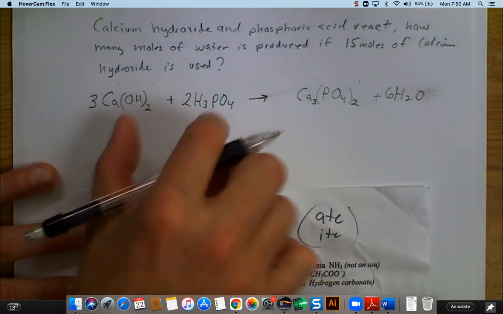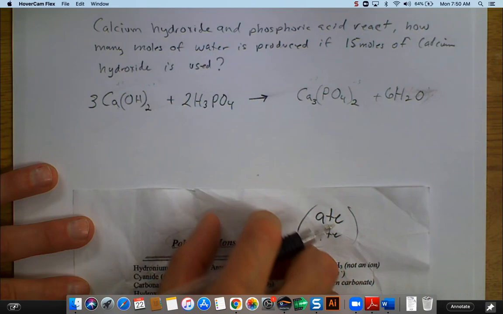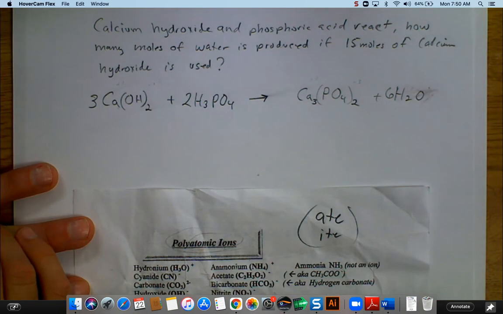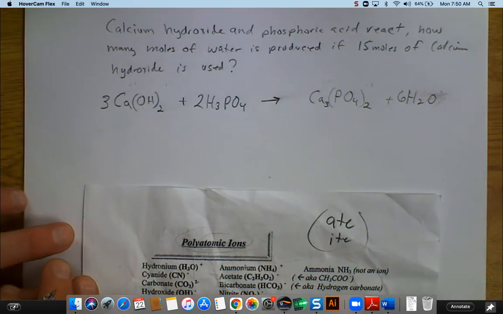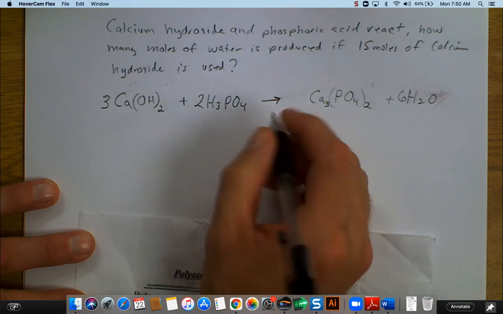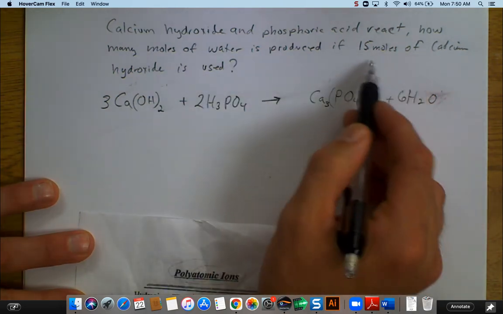So step 1, write out your reactants. Step 2, form your new products over there. Step 3 is balance the equation. Let's go ahead with the final step, which is to do our mole conversion.